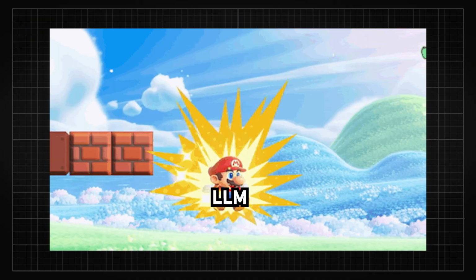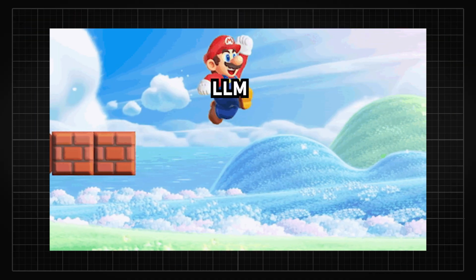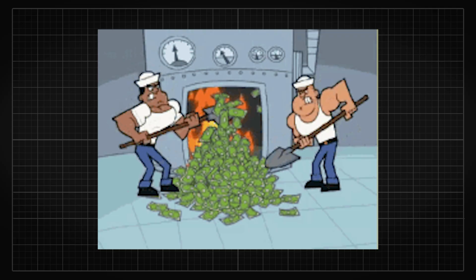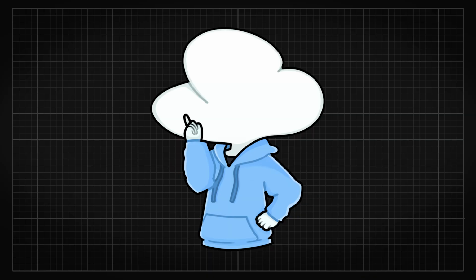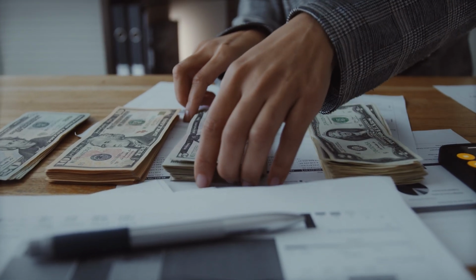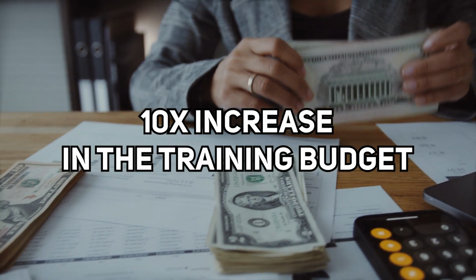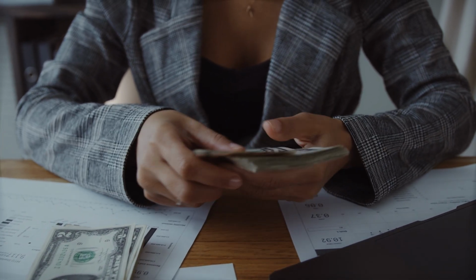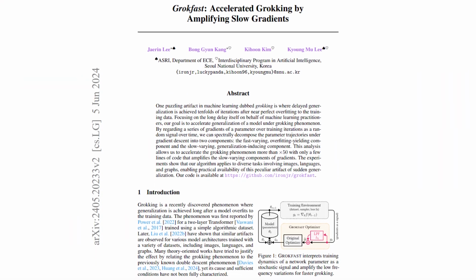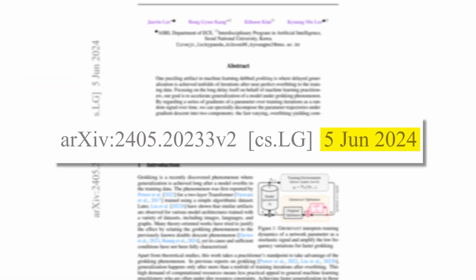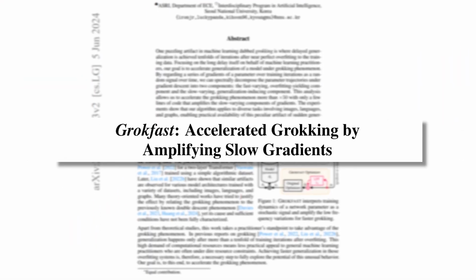Okay, but even if the proposed grokking could work and improve the model, it still doesn't change the fact that the process and the money that it will suck up for an LLM to achieve it is still incredibly expensive. Like, if we take the numbers from the implicit reasoning paper, we are potentially talking about a 10 times increase in the training budget just to only perfect the comparison type out of distribution generalization. So let me introduce you to another paper published a week after the previous grokking paper called Grokfast.